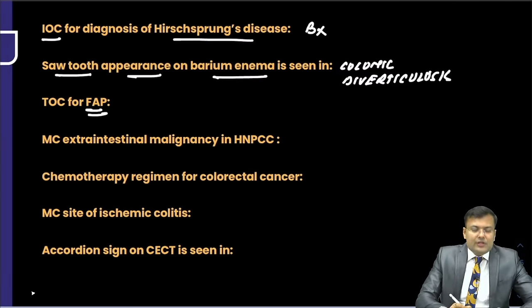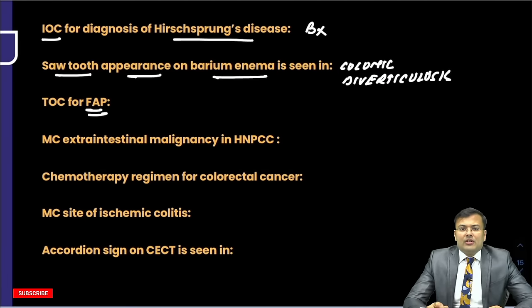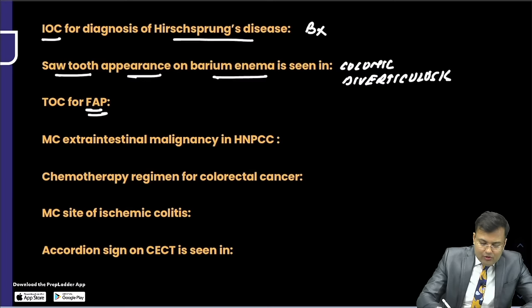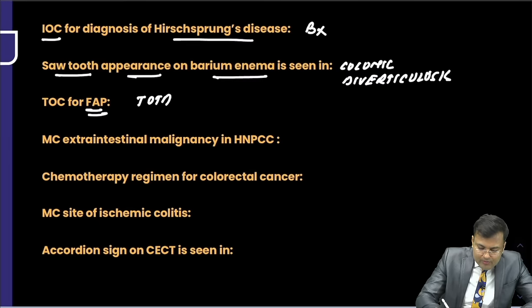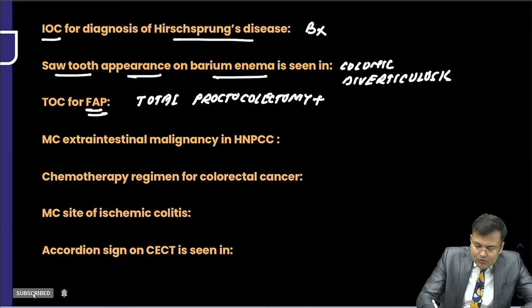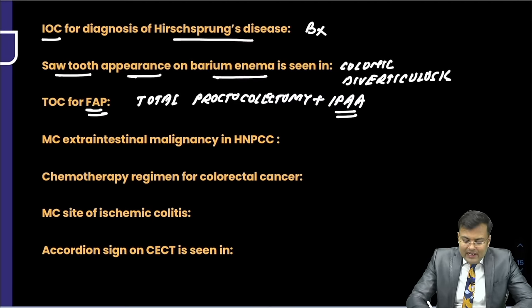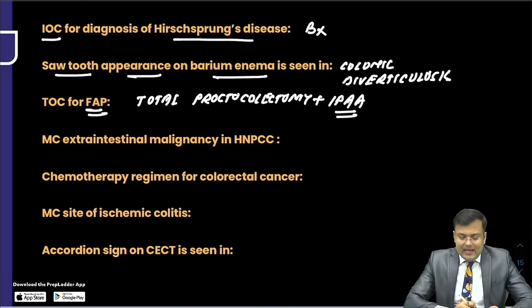What is the treatment of choice for familial adenomatous polyposis? FAP. Since there is 100% risk of carcinoma colon, carcinoma rectum, treatment of choice is prophylactic what? Total proctocolectomy. Very good. We perform total proctocolectomy plus ileal pouch anal anastomosis, known as IPAA.